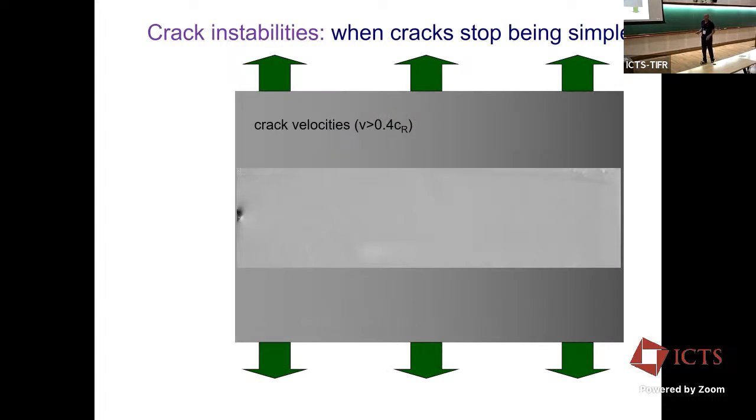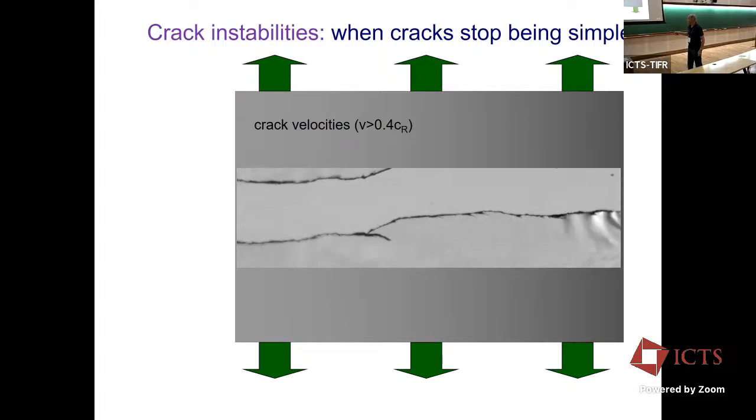Okay, let me just show you some movies, just to remind you. So this is a movie of a crack that undergoes microbranching. It's moving faster than this critical velocity for microbranching. And you can kind of see these little things, and those are microbranches. So we have the main crack here, it's wiggling and such, but these are the things that we want to understand.